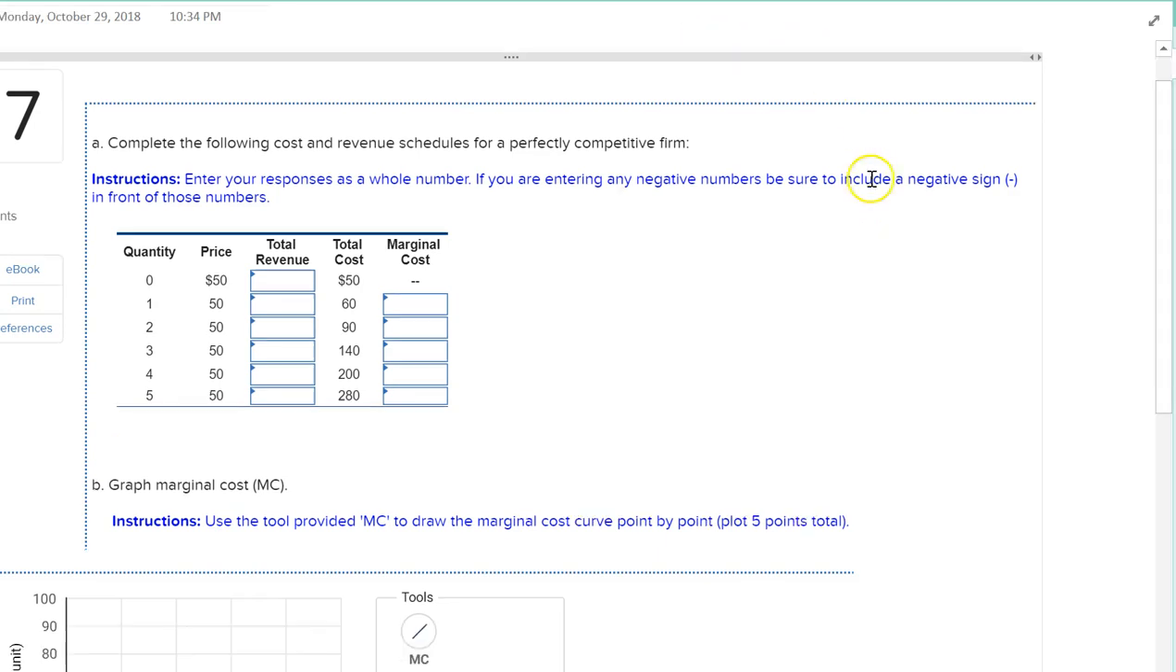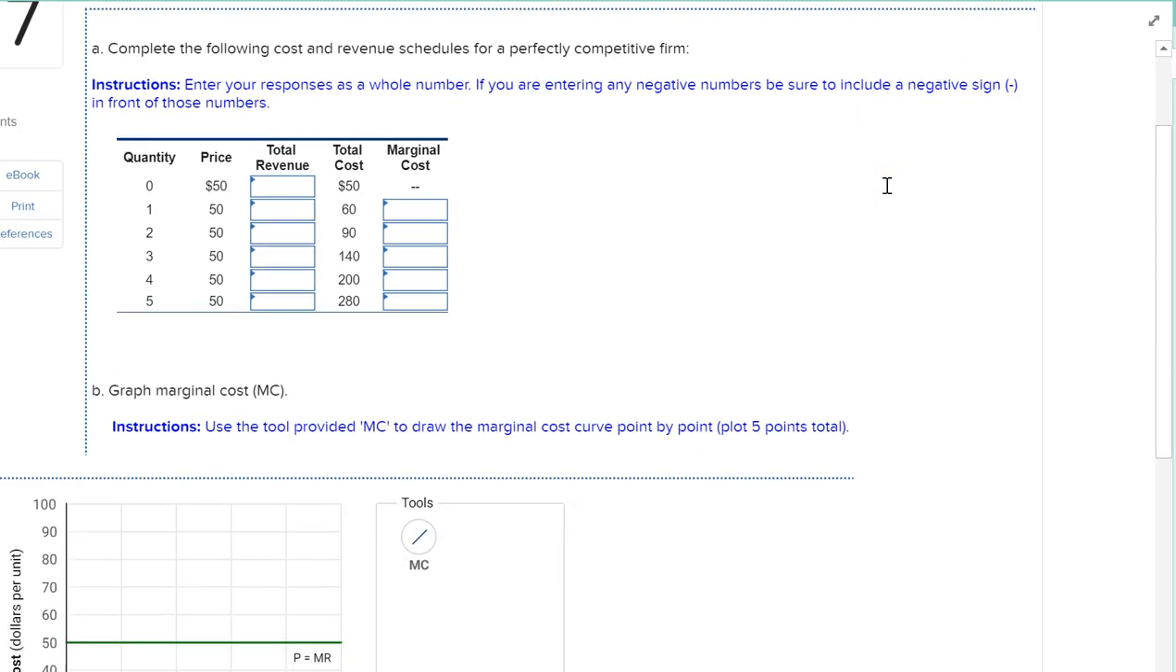All right, number 7, we're back to those costs of a firm. This says complete the following cost and revenue schedules for a perfectly competitive firm. We're going to take the quantity times price to get total revenue. I'm going to let you work through these numbers, but I'll give you just a few to get you started. 0 sold means 0 revenue. 1 sold is $50 revenue, 2 sold at $50 each is $100, and so on.